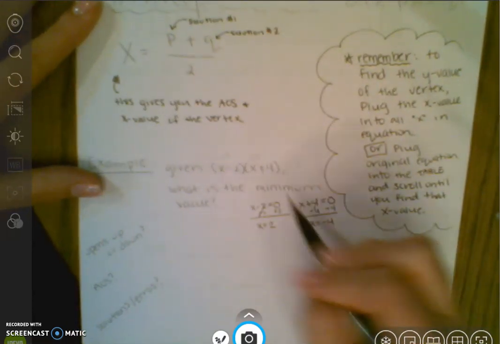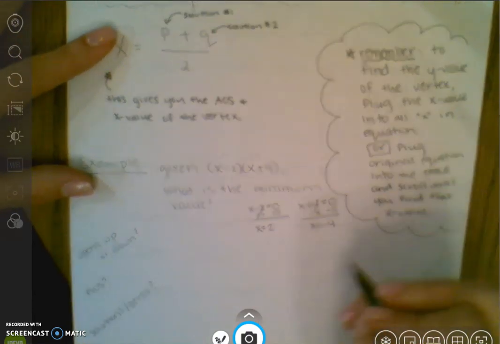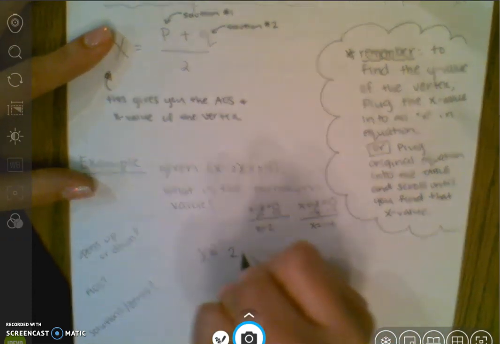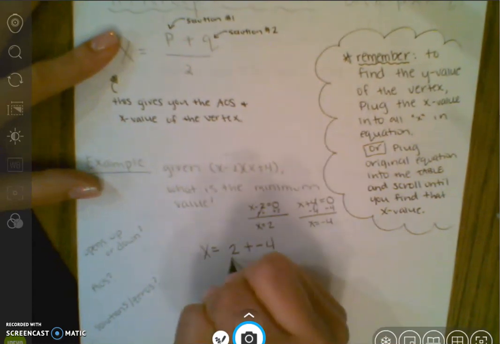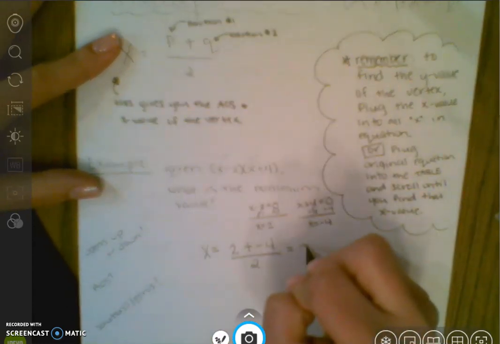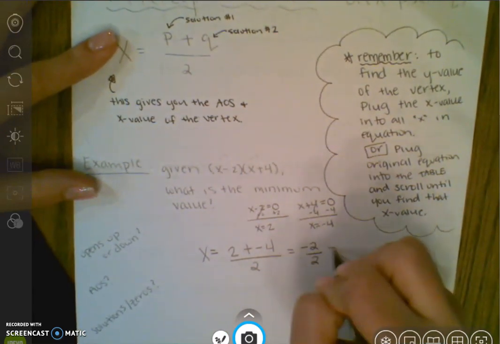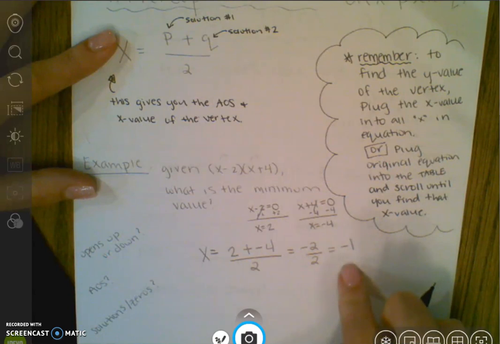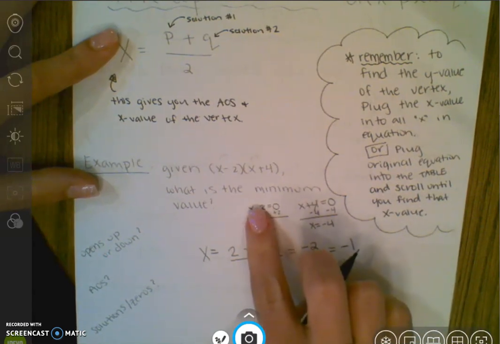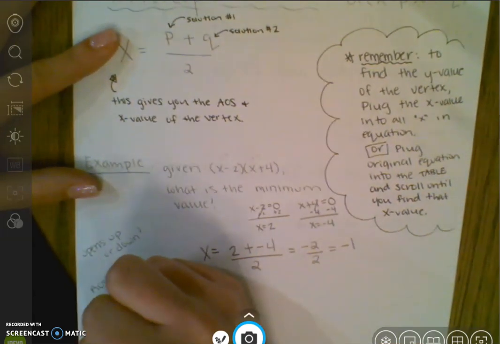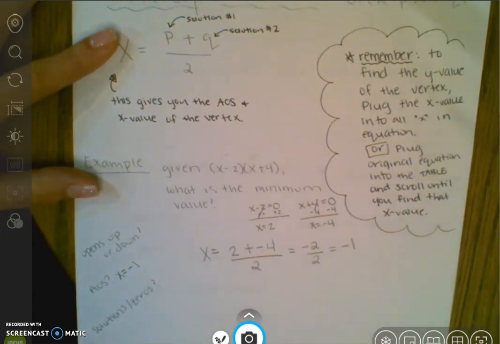Okay, so these are what I'm plugging into this equation up here. So I'm saying x equals 2 plus -4 divided by 2. 2 plus -4 is -2, divided by 2 is a -1. So I already got my axis of symmetry. It's not asking it from the question. However, it could, so I put it over here. So my axis of symmetry is x equals -1.